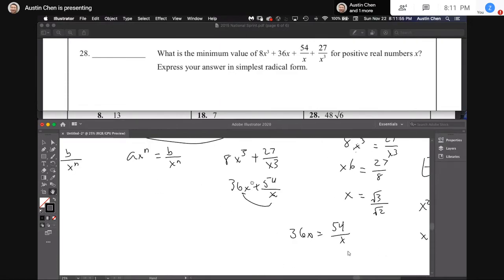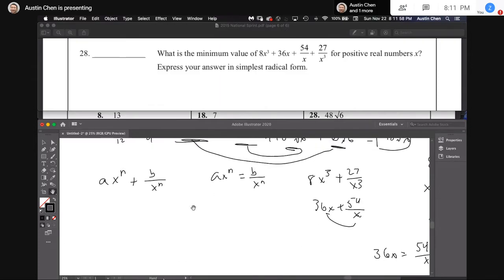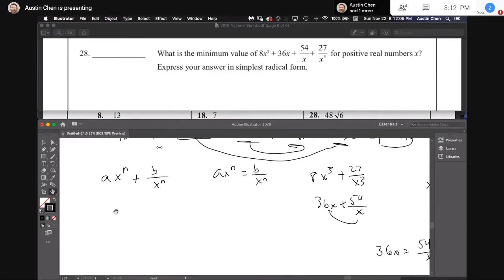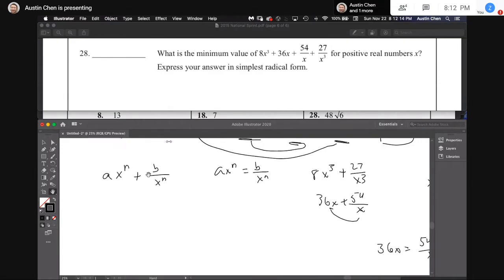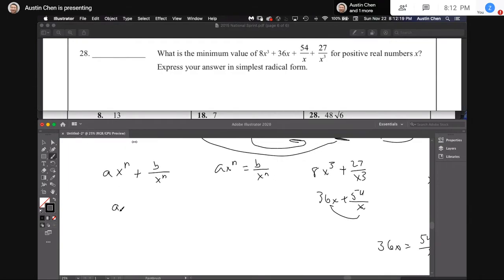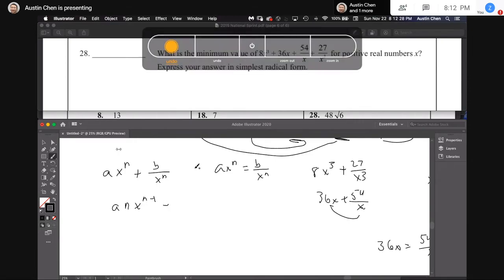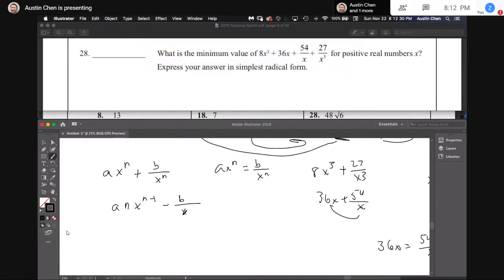All right, and then I'll briefly prove why this works with calculus. It's pretty easy. So basically, we're looking for the minimum value of this function, right? So again, that's going to happen when the derivative of this function equals 0. So let's take the derivative of it. So the derivative will be this, and it's minimized when this equals 0.